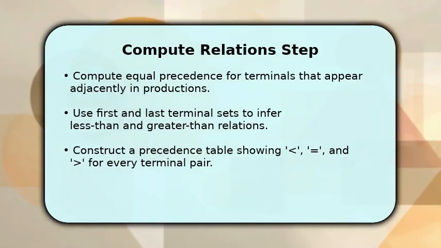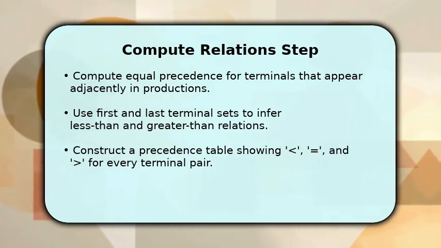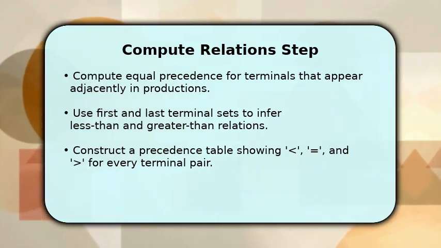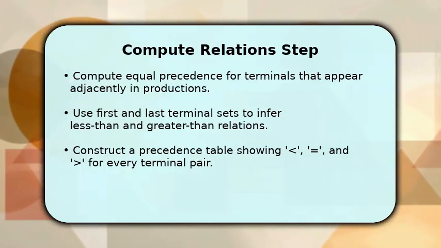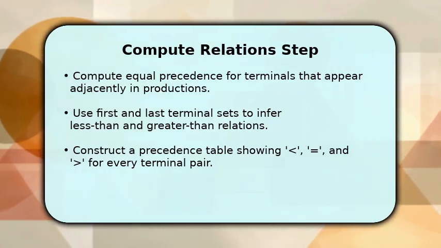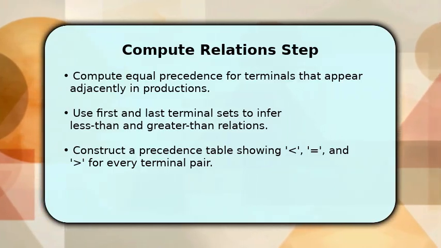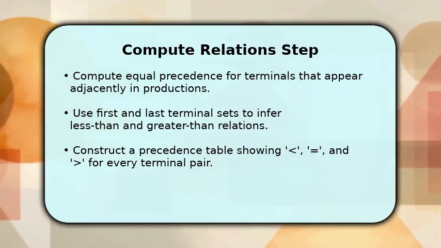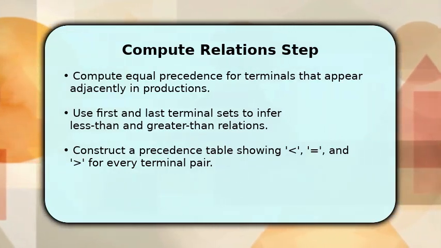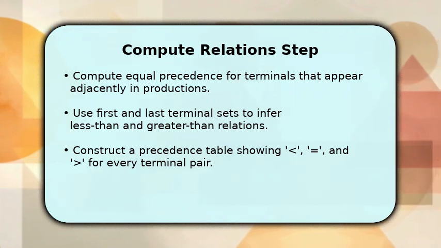For each production, mark terminals that occur directly side by side as equal. Use first and last terminal sets to infer less than and greater than relations for non-terminal contexts. If a terminal can precede a string beginning with another terminal, record a less than relation. If a terminal can follow a string ending with another terminal, record a greater than relation.